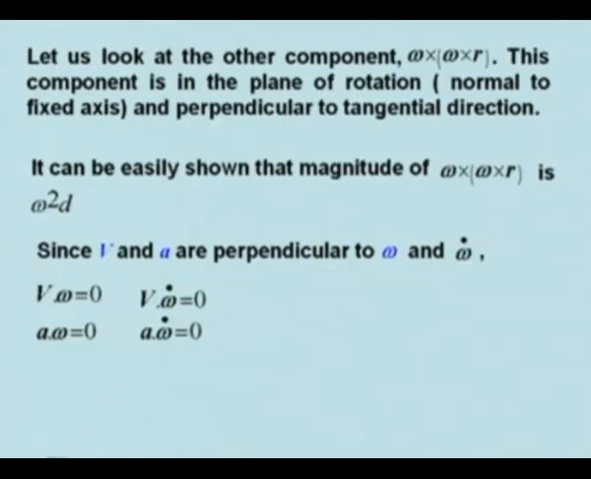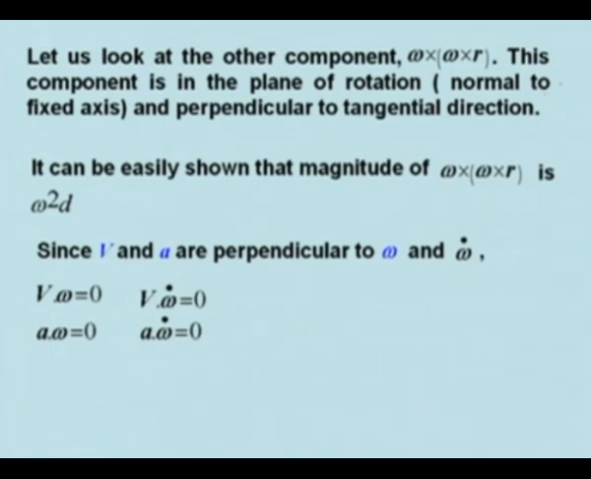Now let us look at the other component, omega cross (omega cross r). This component is in the plane of rotation, that is, normal to the fixed axis and perpendicular to the tangential direction. Therefore it is in the plane but in the normal direction. It can be easily seen that the magnitude of omega cross (omega cross r) is omega square d, because the magnitude of omega cross r is omega times d, and omega is there again, so omega square d. So this is the centripetal component.